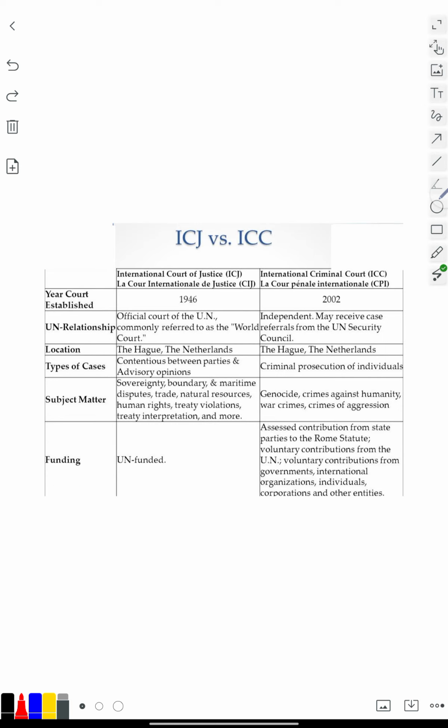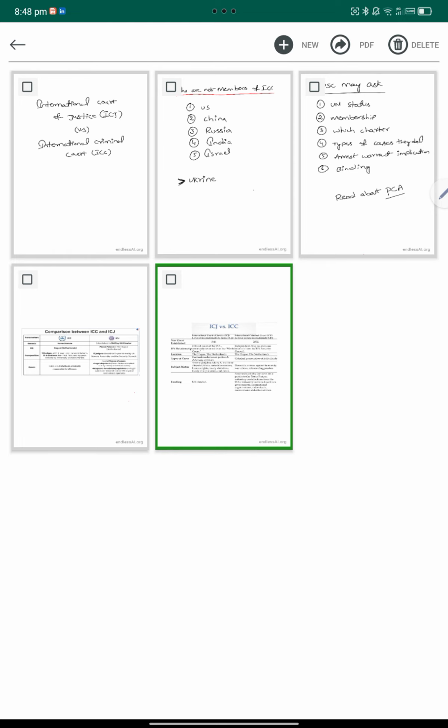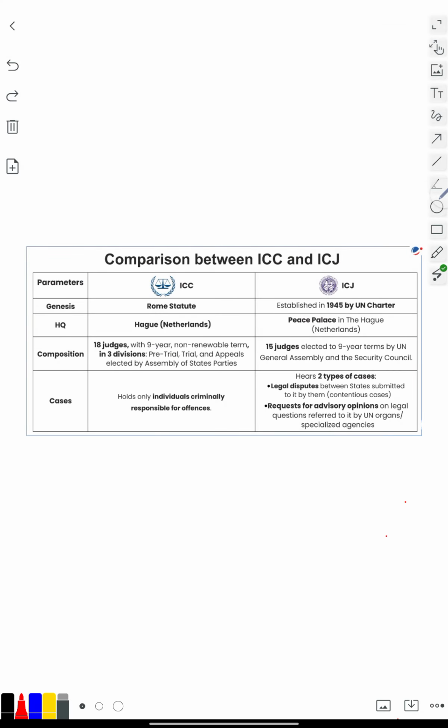Coming to funding, it is not a United Nations organization. Because of that, individual countries are going to fund this International Criminal Court, and even though it is not a part of the United Nations, the United Nations can also contribute to this funding. There are some other comparisons also between this ICJ and ICC. The very important one is the Rome Statute.